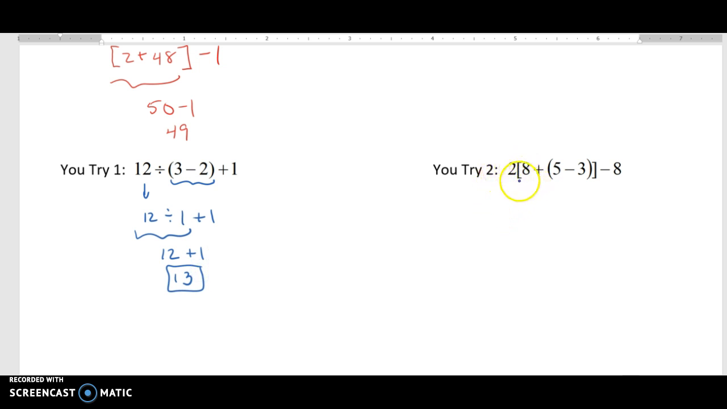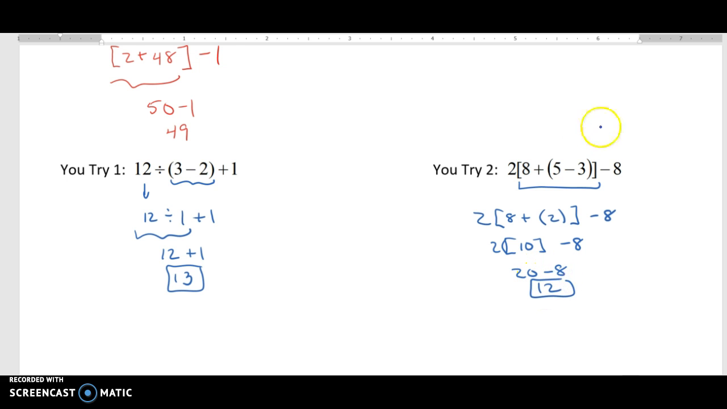You try number 2. I see I have brackets here, so I'm going to simplify what's in here using correct order of operations. So it's 2 times 8 plus what's in the parentheses here. 5 minus 3 is 2. 8 plus 2 now is 10. 2 times 10 minus 8 will give me 20 minus 8, which is 12. So again, I went from parentheses, right, to outside the parentheses using correct order of operations.